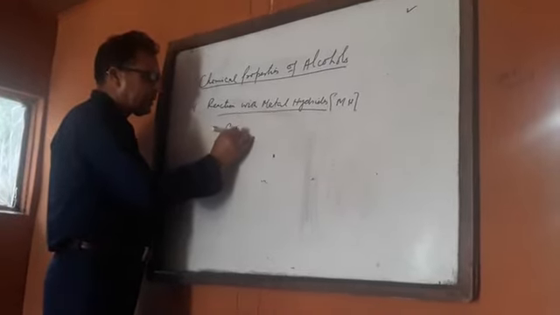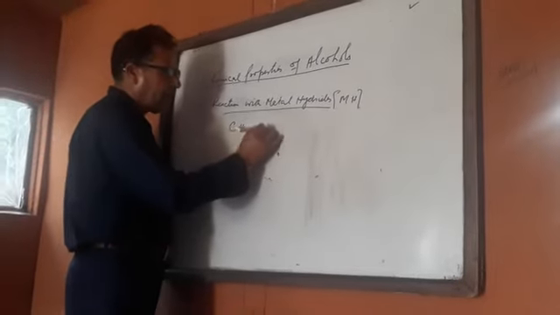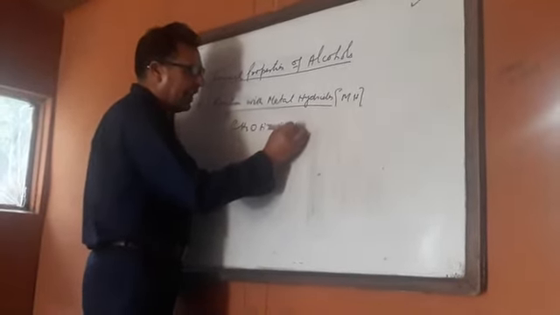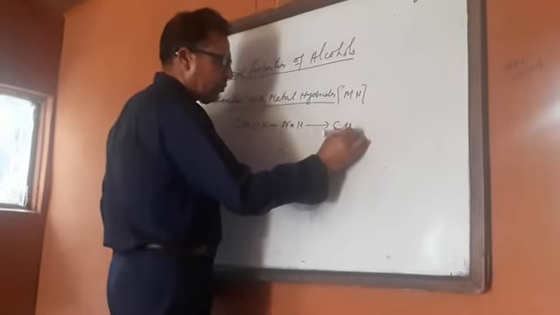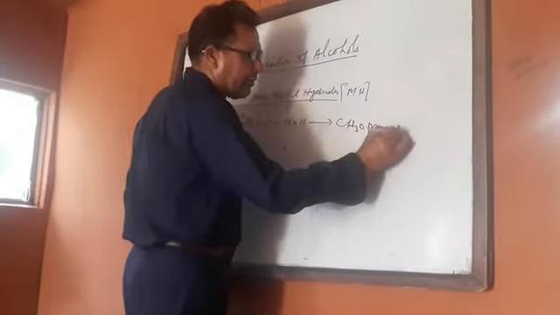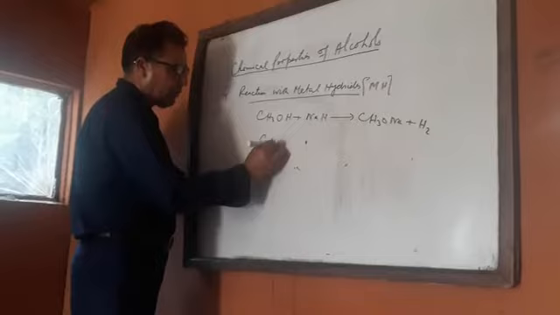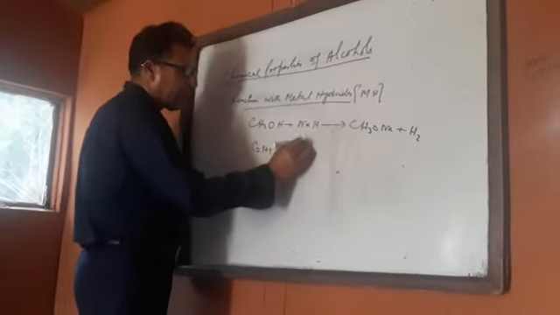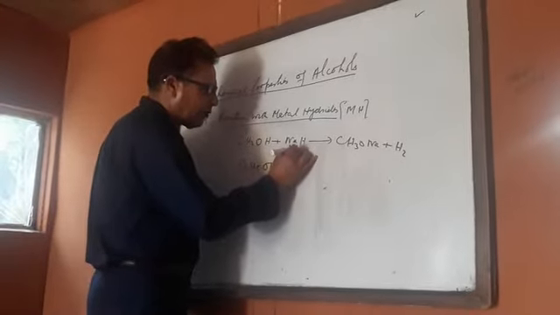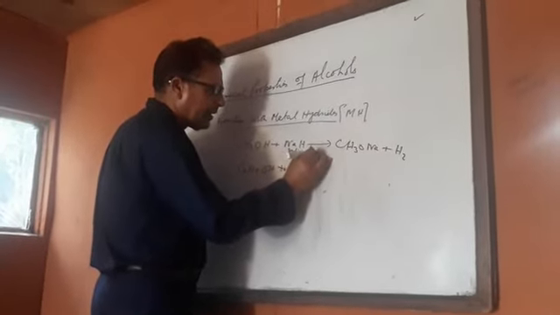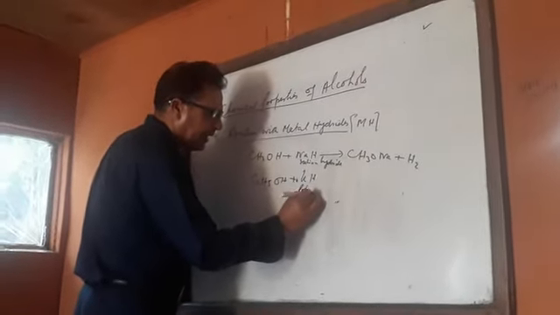For example, CH3OH, which is methyl alcohol or methanol, plus sodium hydride gives CH3ONa plus hydrogen. C2H5OH plus KH. KH is potassium hydride. The first we write as sodium hydride, the second as potassium hydride.